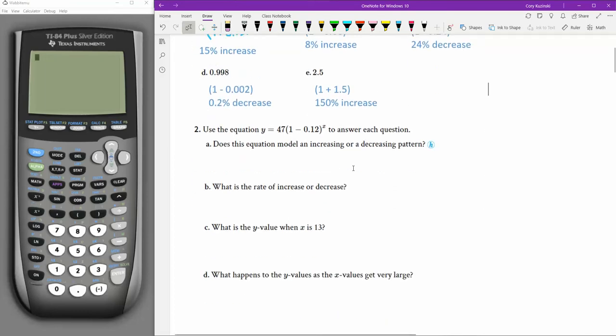Moving on. Does this equation right here model an increasing or a decreasing pattern? This is a decreasing pattern. Because the base, which is 1 minus 0.12, is less than 1.